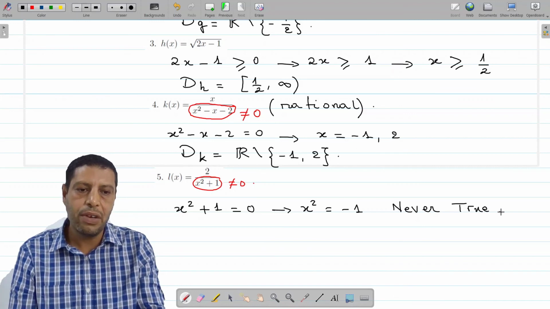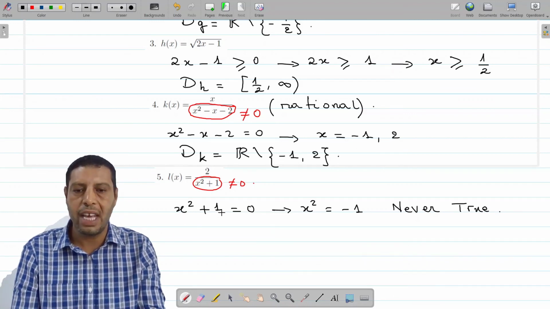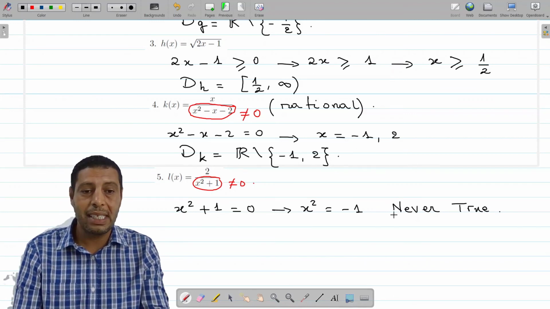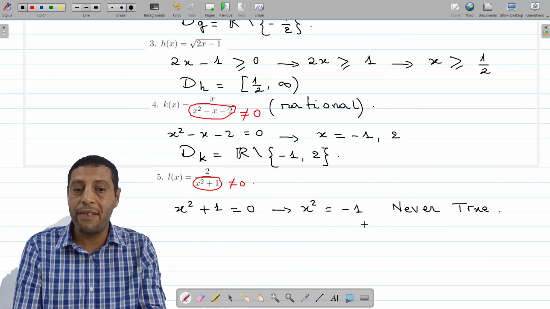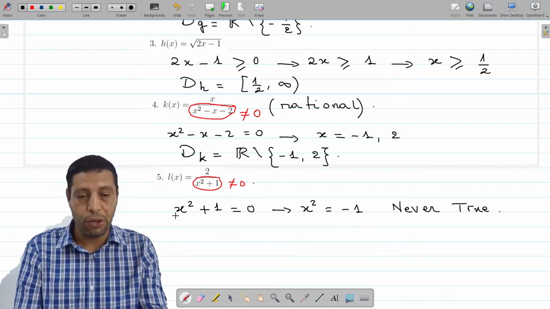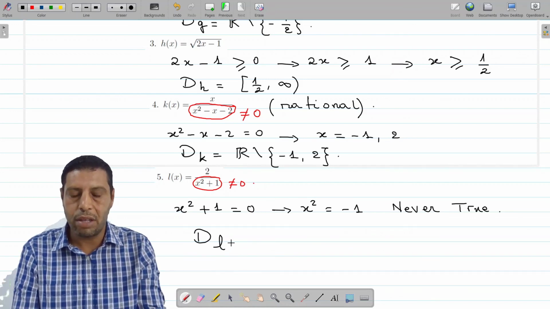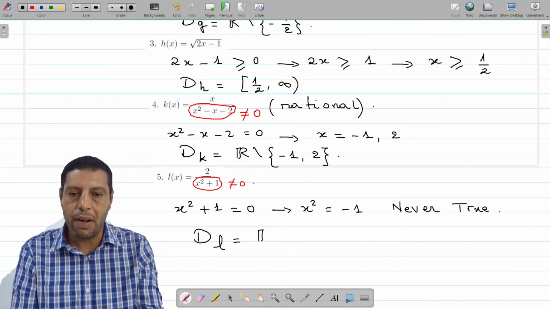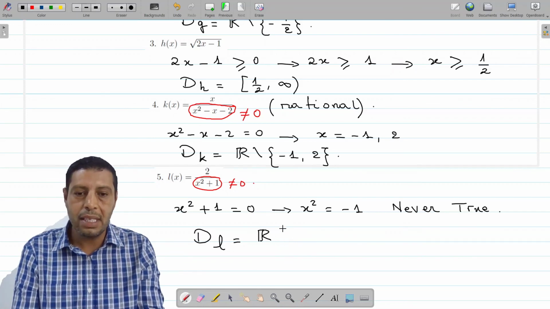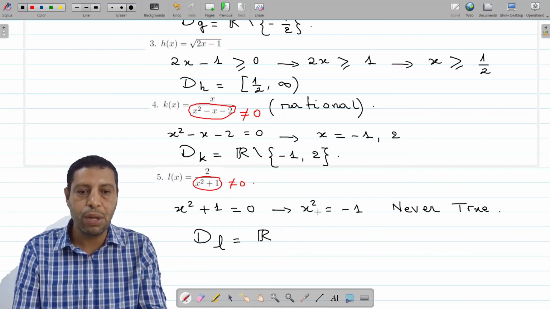So you have no solution for your equation x squared plus 1 equals 0. And since we have no solution, we have nothing to exclude. So what is the set of inputs here? The domain of l equals the set of all real numbers, because there is nothing to exclude. There is no solution for x squared plus 1 equals 0. No real number x makes this denominator equal to 0.